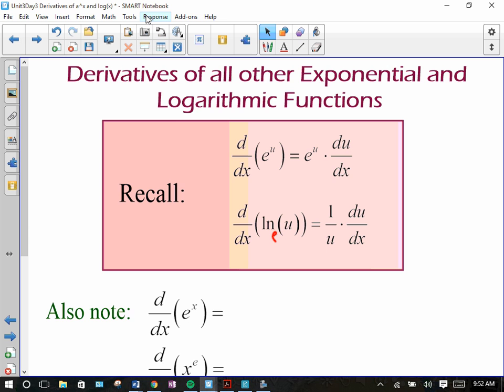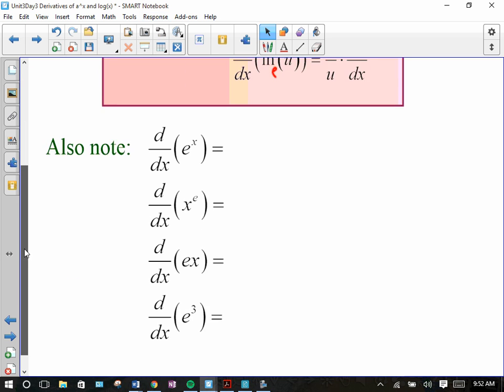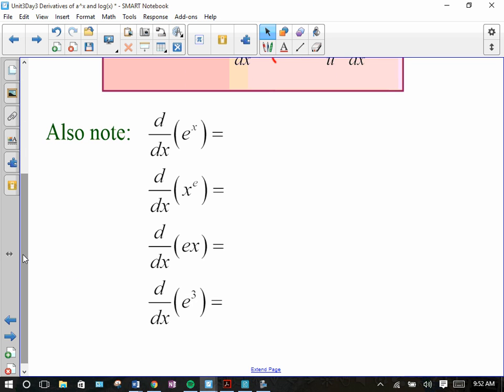Alright. So now I want to go over just a few of these types of derivatives. Right here, we already know this one. What is the derivative of e to the x? E to the x. Alright.